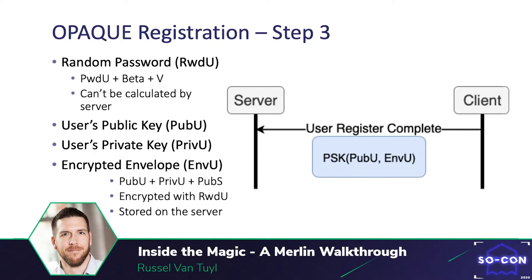The client generates its own public key known as PubU, as well as a private key, PrivU. Both of these are encrypted with the random password, RWDU, into a single envelope denoted as ENVU. This is the encrypted envelope that will be sent back to the server for storage. What the user does is it takes this encrypted envelope and its public key and sends it back to the server for storage. Again, the Merlin implementation encrypts this information with the pre-shared key, but if the values are recovered by an attacker in transit, that is not a problem.